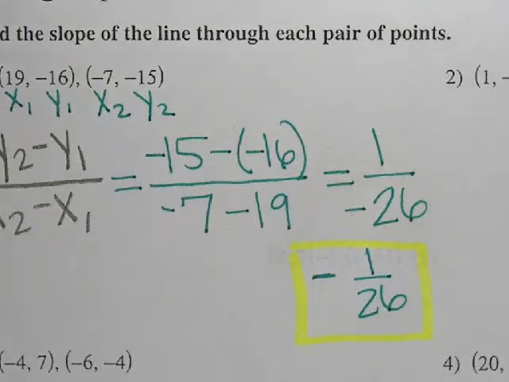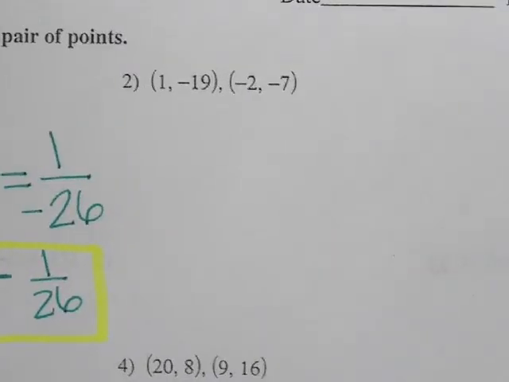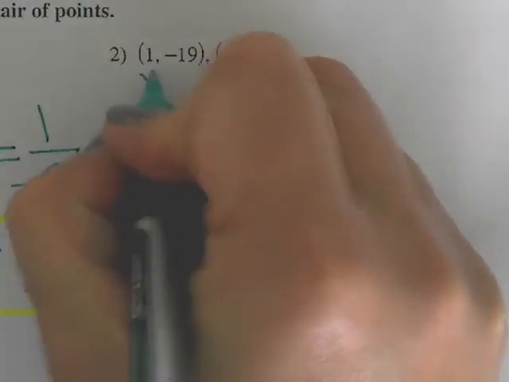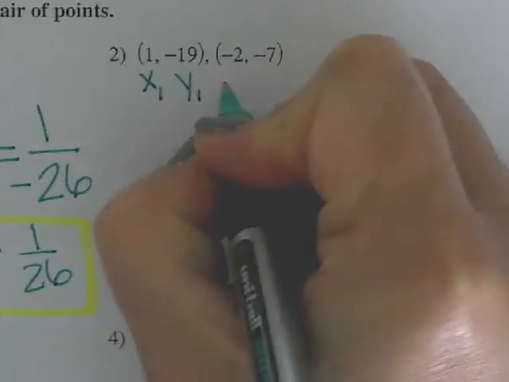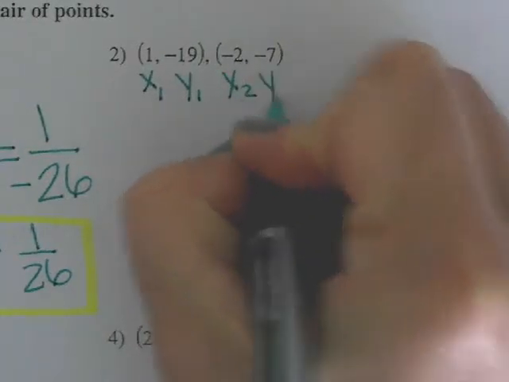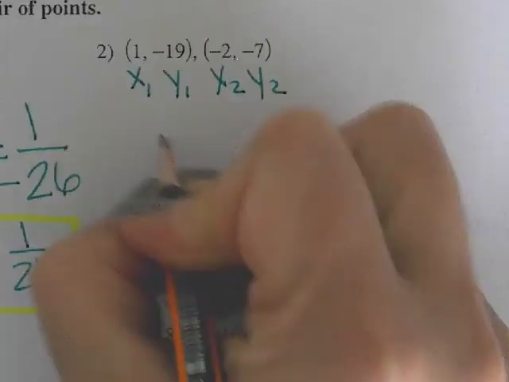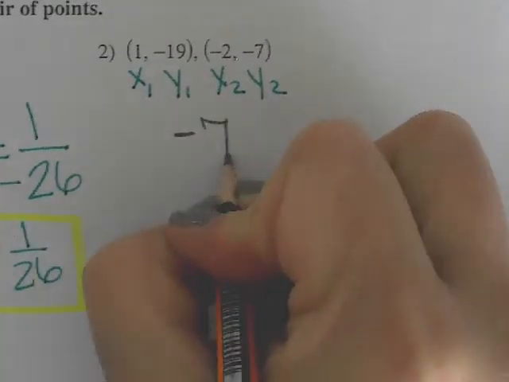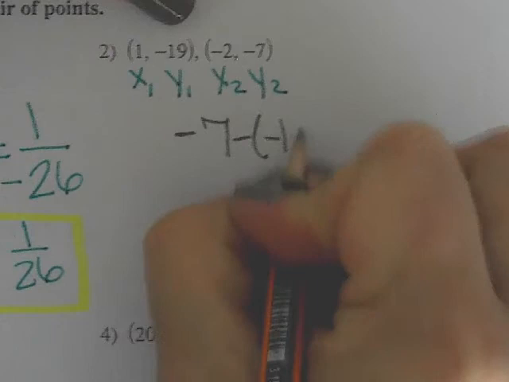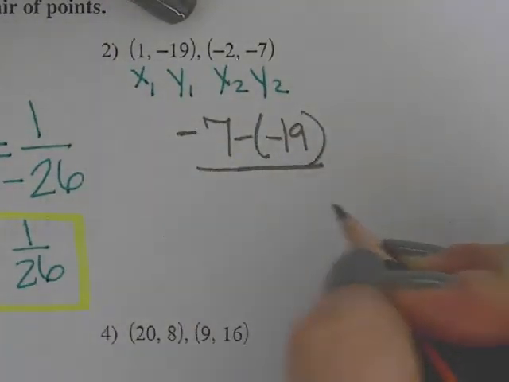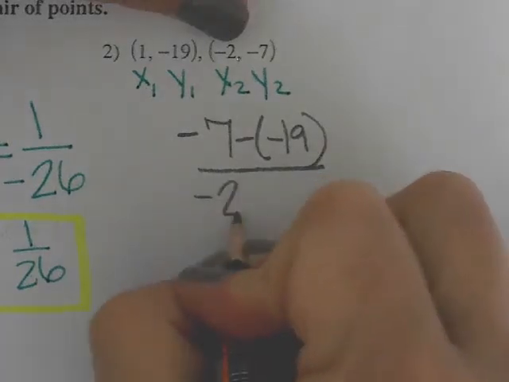Okay, let's try another problem. So the first thing I'm going to do is label my coordinates. x1, y1, x2, y2. Change in y over change in x. So this is going to be negative 7 minus negative 19 over change in x, negative 2 minus 1.